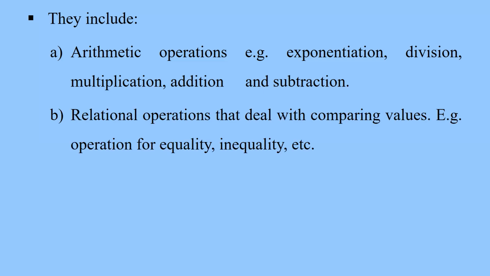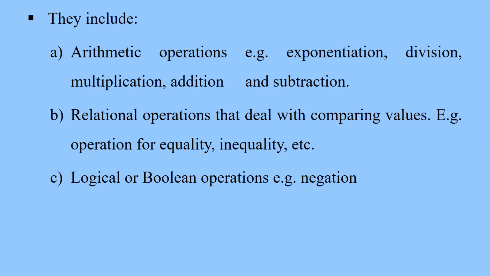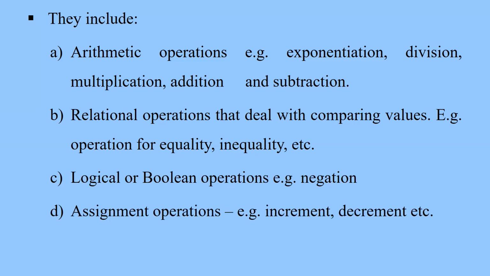Relational operations are the other type of operations. Relational operations deal with comparing values, for example, operation for equality, operation for inequality, among others. Then we have logical or Boolean operations, for example, negation. From there, we have what we call assignment operations, for example, increment, decrement, among others.